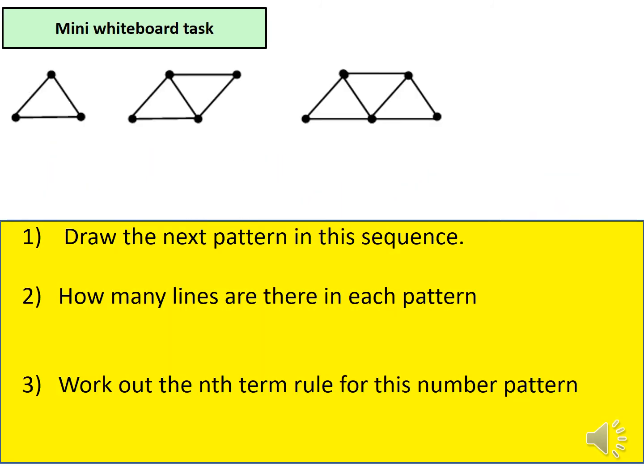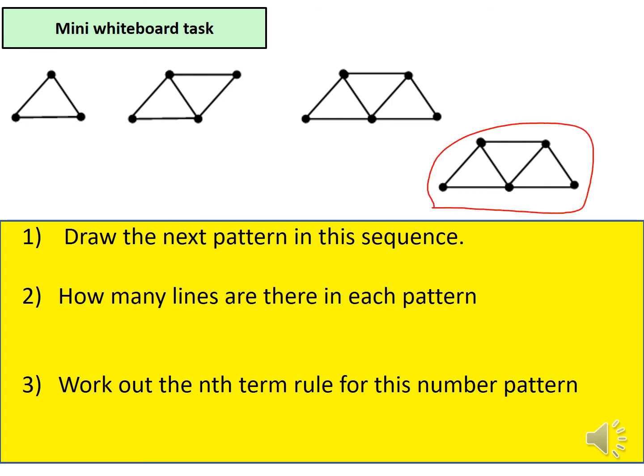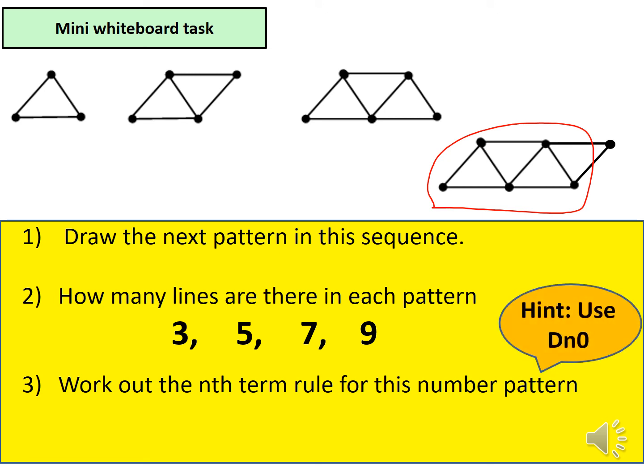Okay, what we'd like to do now is have a go at the following question and pause the video here and have a go. Okay, so to draw the next pattern in the sequence, it is thus. This is the next pattern in the sequence. How many lines are there in each pattern? Hopefully you should have done 3, 5, 7 and 9. Work out the nth term rule for this number pattern. The nth term is 2n plus 1.